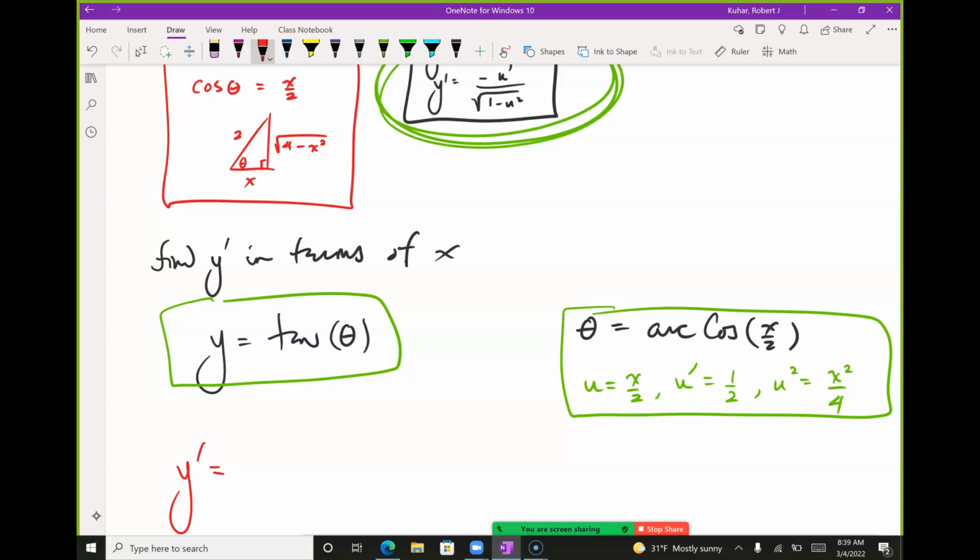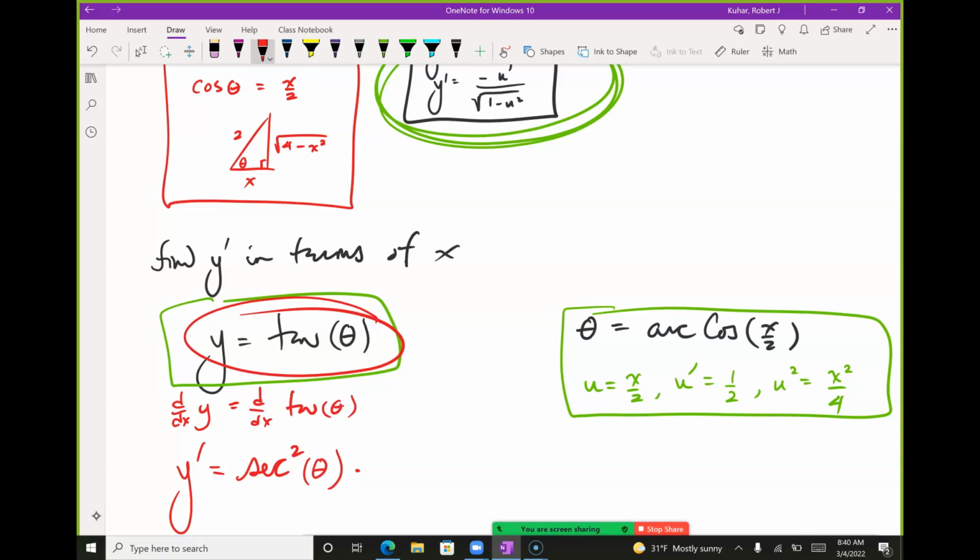What's y prime? Secant squared. No, not x. Secant squared theta, good. Times what? What is the rest of the equation? It's right here. But I'm doing d/dx of y, and I'm doing d/dx of tan of theta. So who's got it for me? What's the rest of this piece? Afsoon's got it. Theta prime.